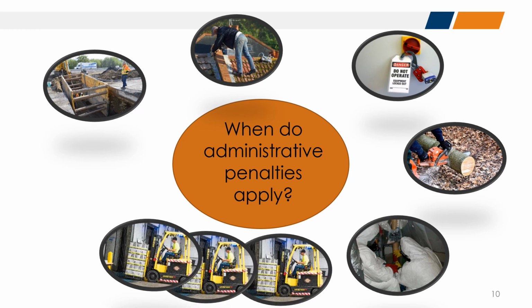Administrative penalties will also apply to repeat violations for the same order within 2 years. Here, we can see the same picture is repeated 3 times. Perhaps the driver of the forklift is not wearing a seatbelt.